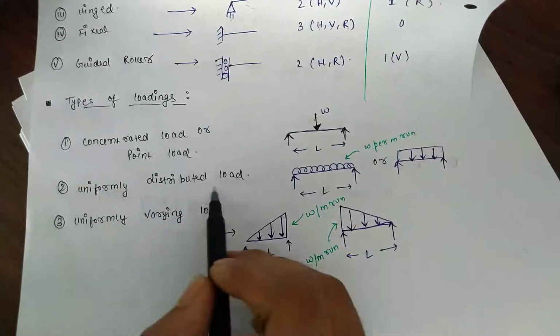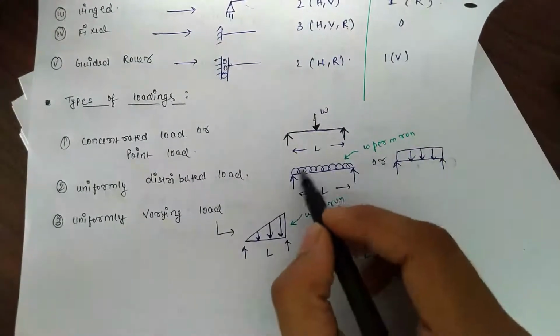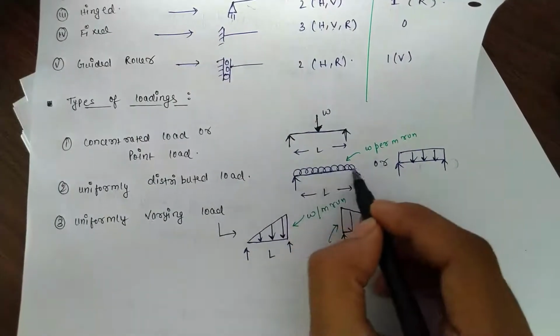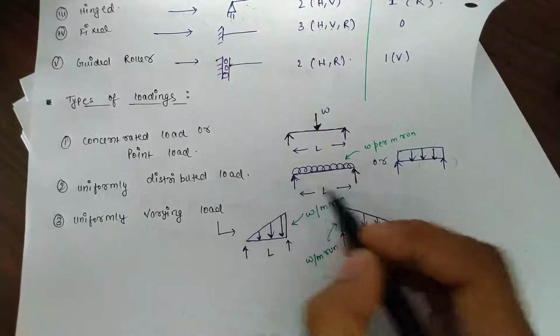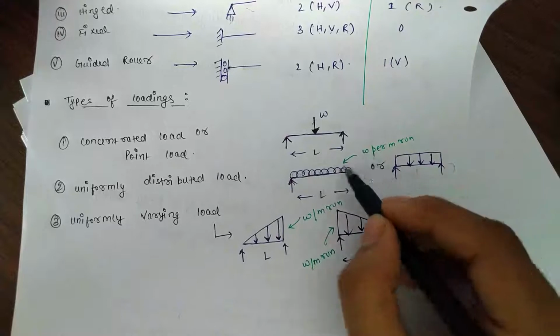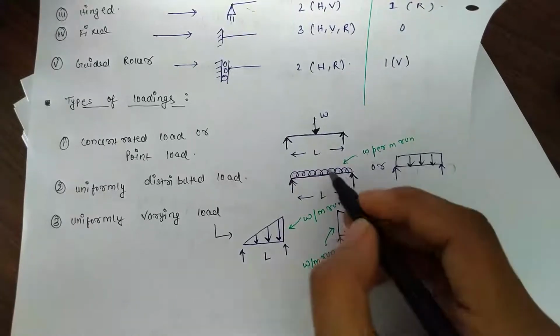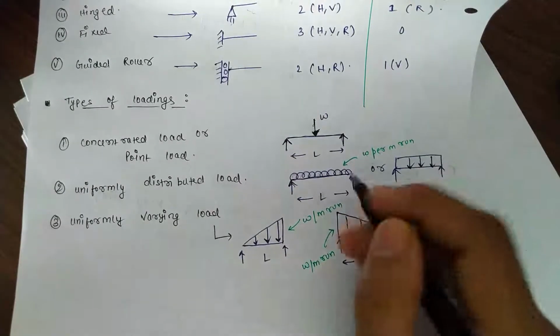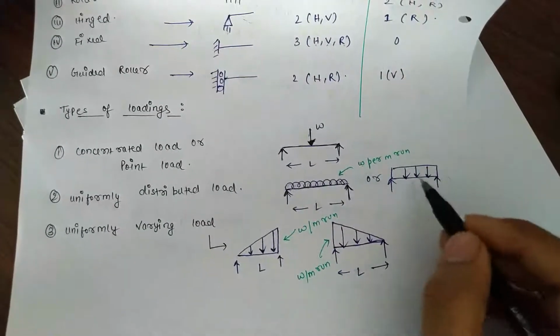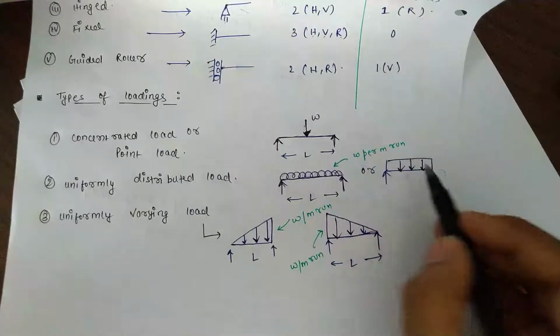Second is uniformly distributed load, it is denoted by this kind of sign. Suppose this is a simply supported beam and load is applied, which is W per meter run. Load W is acting all along the length, all over. It is also denoted by this kind of type.